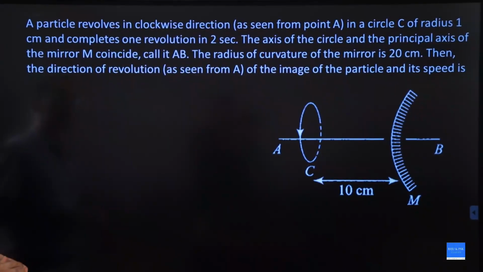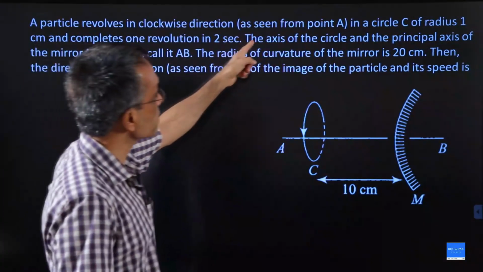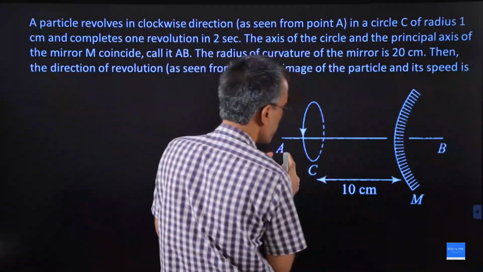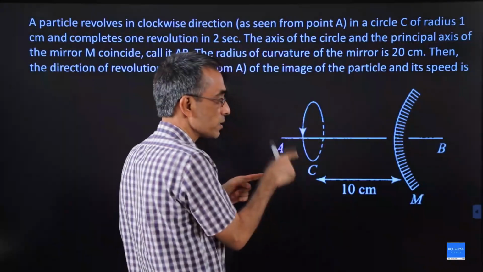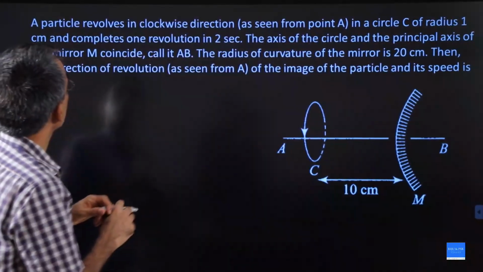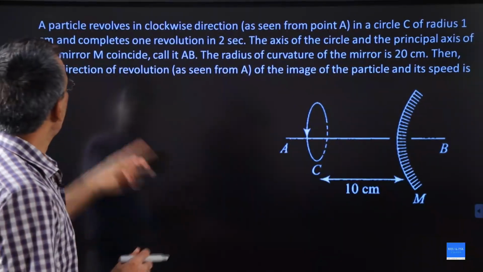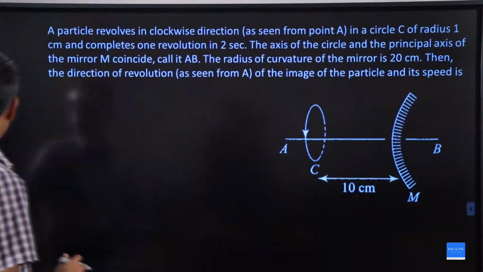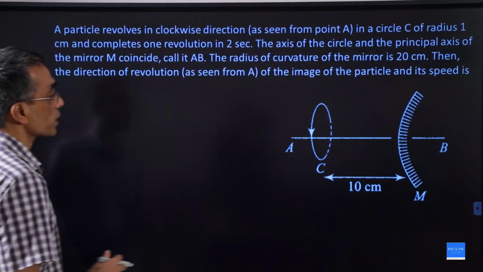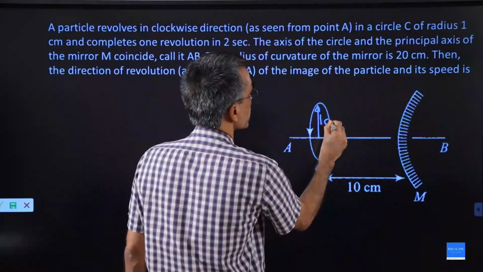This is a bit complicated. A particle revolves in the clockwise direction as seen from point A. You can see this is a convex mirror. There is a line AB and there is a diagram shown. This is a particle rotating in the clockwise direction, and one revolution takes 2 seconds, that means the time period is 2 seconds, and the radius is 1 centimeter. So the radius of circular motion is 1 centimeter and the time period is 2 seconds.